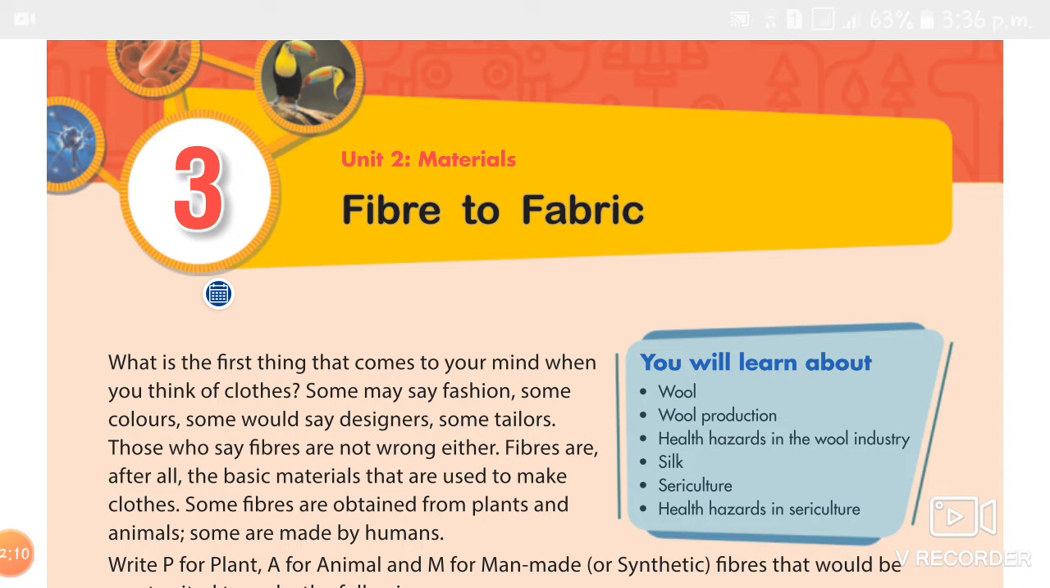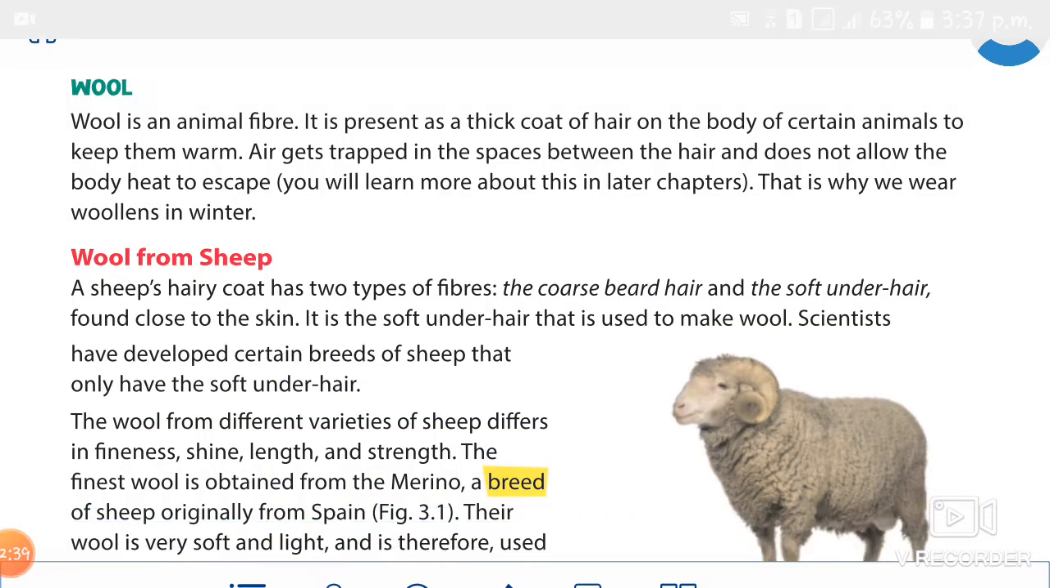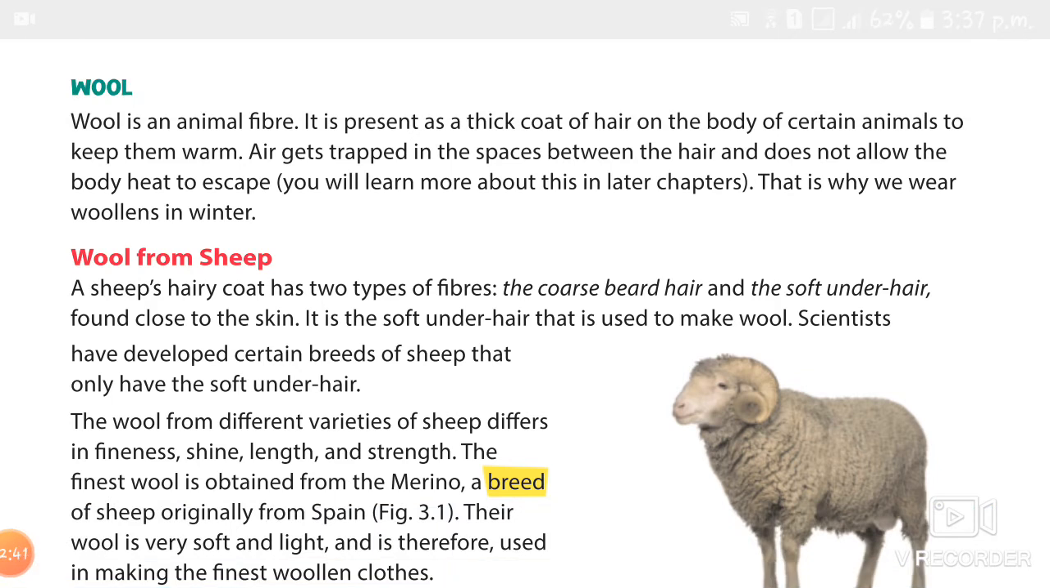So the fiber is converted to yarn. The yarn is woven or knitted to form fabric, and then the fabric is stitched to make clothes. Here, first we study about wool. Wool is an animal fiber.